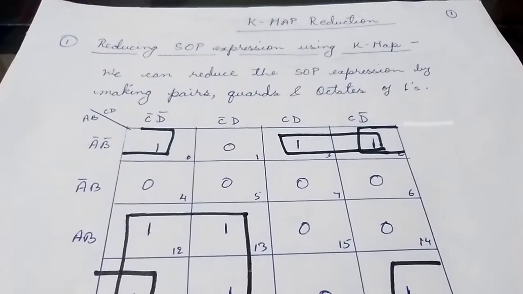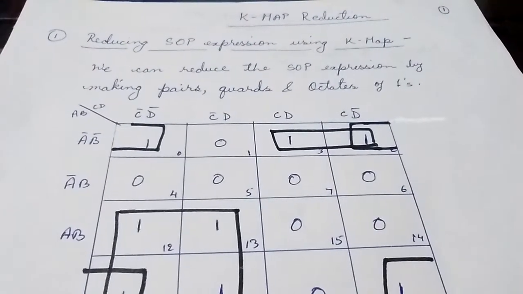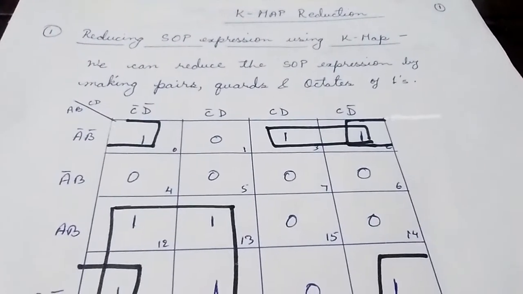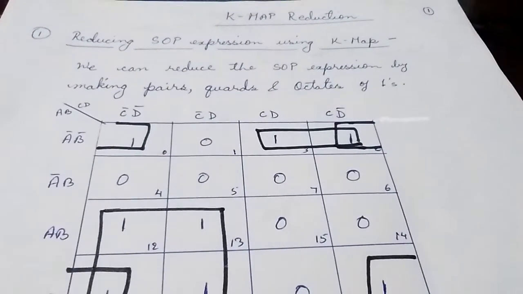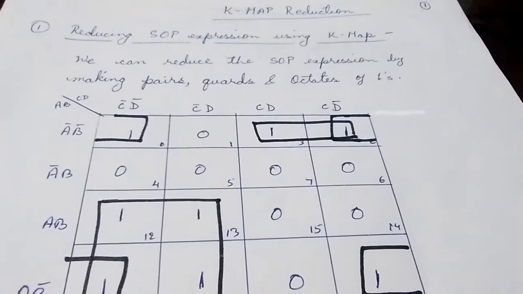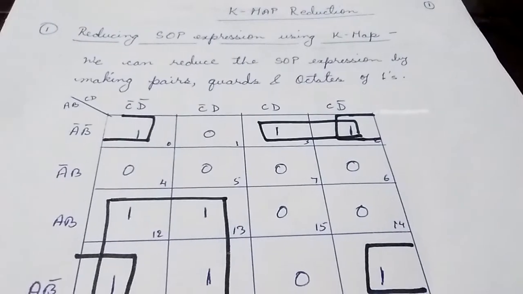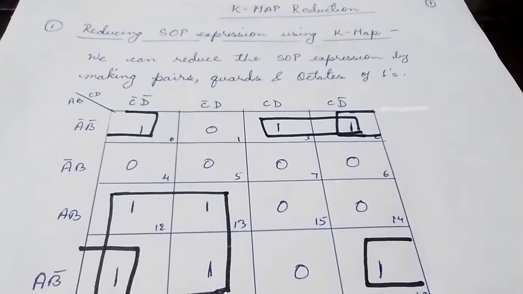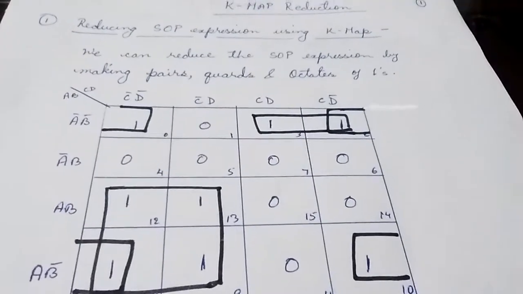We can use both the expressions, SOP expression or POS expression, and both the expressions can be reduced with the help of the K-map. So this is the first part, where we are going to see how to reduce the SOP expression using the K-map. We can reduce the SOP expression by making a pair, quad or octet of ones.